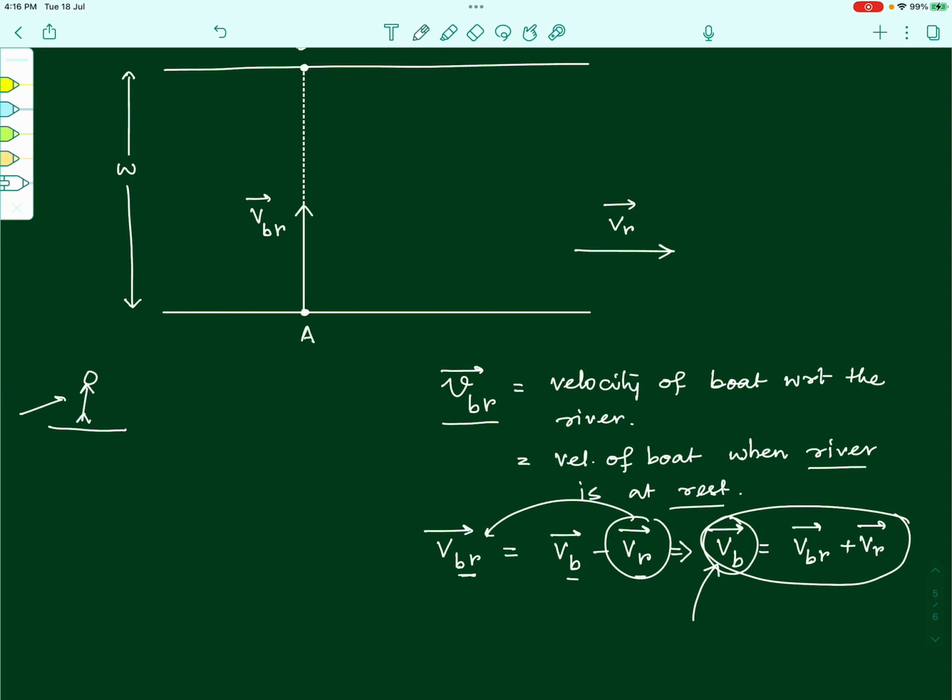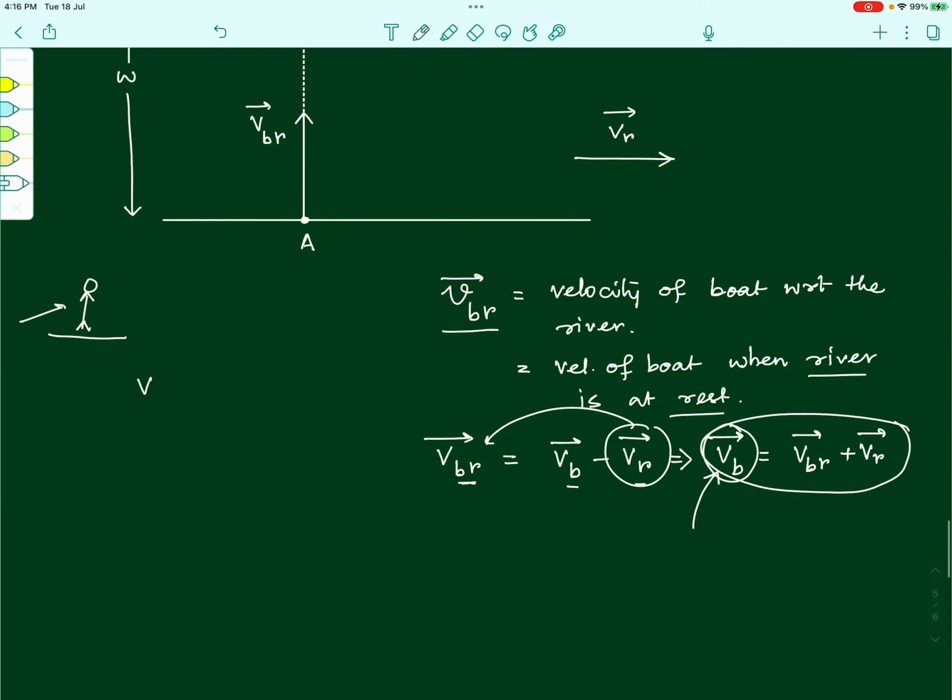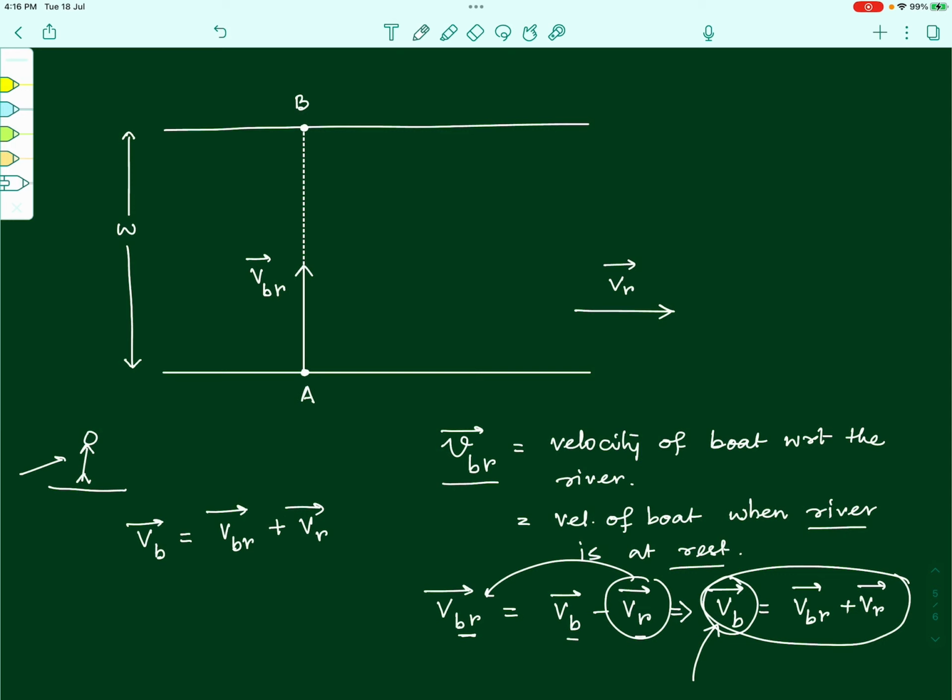Now let us come to the next step. Do you see that when we write VB, the velocity of the boat is the vector sum of VBR plus the velocity of the river VR. What does this mean diagrammatically? If we look at the diagram here, VBR is upward, whereas VR is towards right. The river is moving in this direction towards right.